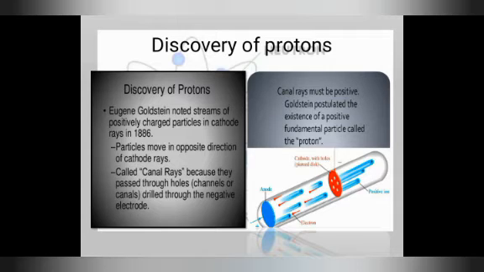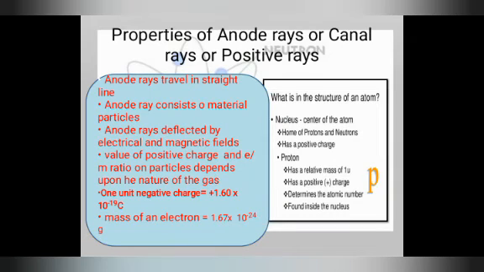These oppositely moving particles were known as canal rays, because they passed through the holes drilled in the negative electrode, so the canal rays must be positive. Goldstein postulated the existence of positive fundamental particles, which are called protons, and these protons are positively charged particles.